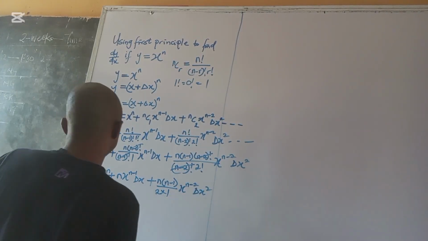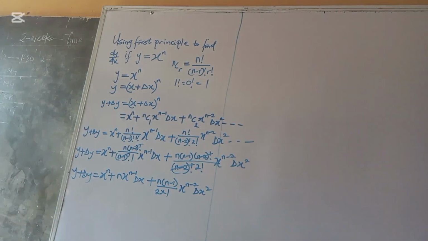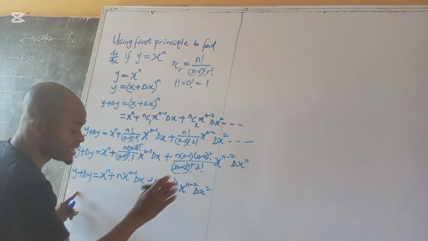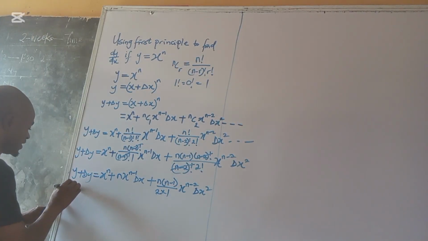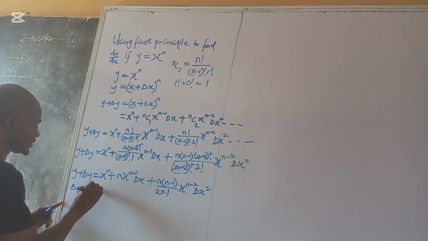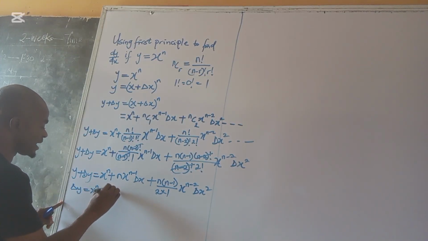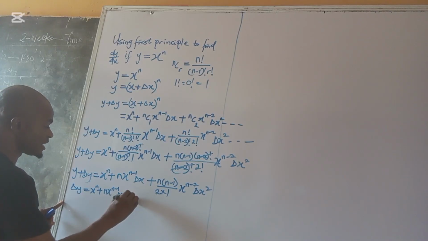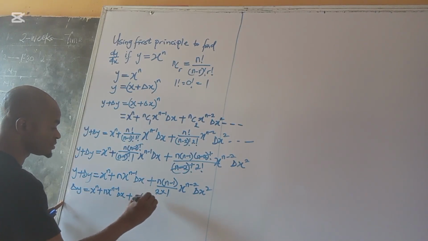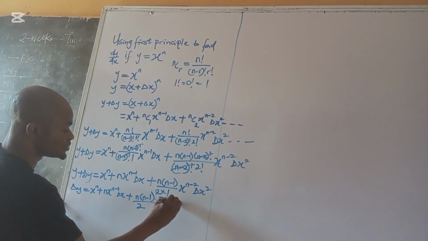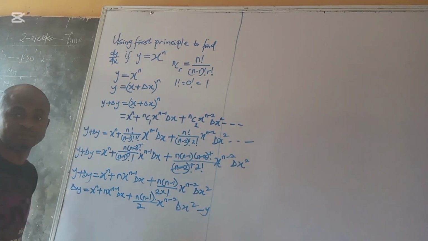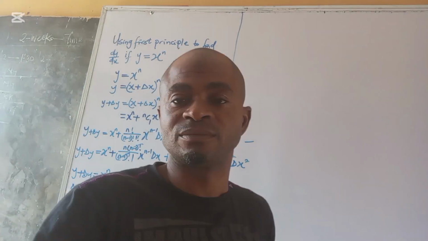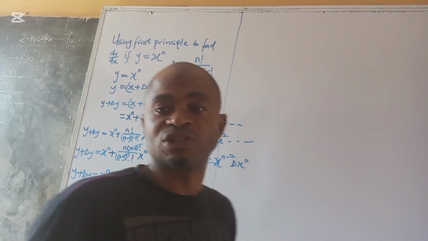x raised to power n-2 change in x. According to the rule of first principle, the next thing we are going to do is to subtract, removing y from here and bringing it outside. Therefore we have change in y equals x raised to power n plus n x^(n-1) change in x plus n into (n-1), everything all over 2 x^(n-2) change in x squared. Don't forget to minus y1.